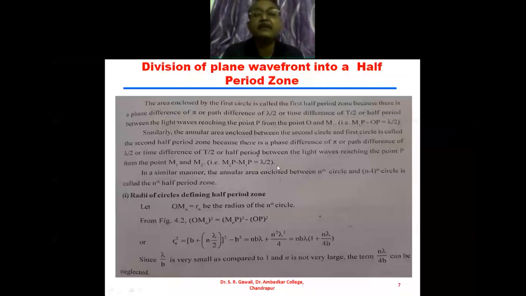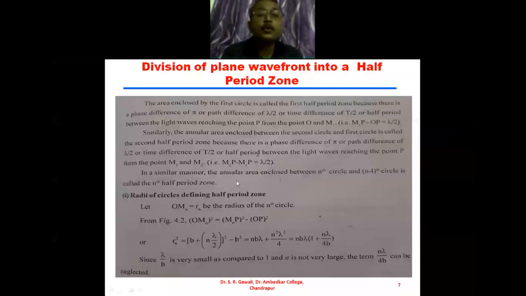So in a similar manner, the annular area enclosed by the nth circle and the (n minus 1)th circle is called the nth half period zone. So we have divided the plane wavefront into the first half period zone, second half period zone, third half period zone, and so on up to the last, the nth half period zone. Now we have to obtain the radii of the circles defining the half period zones.